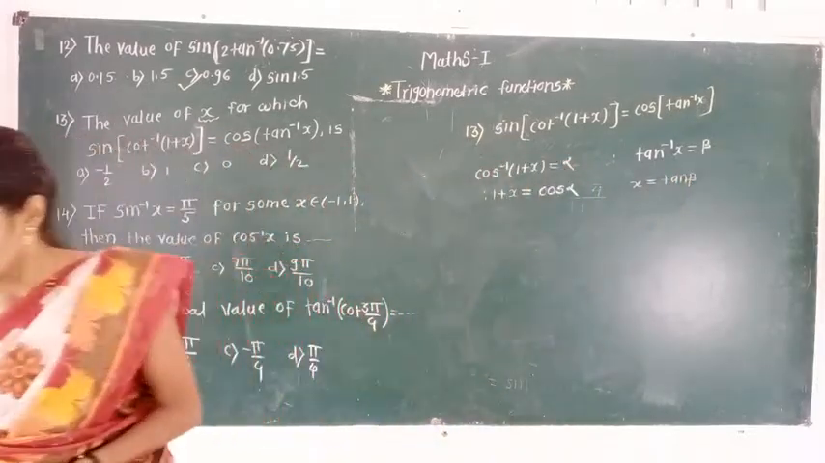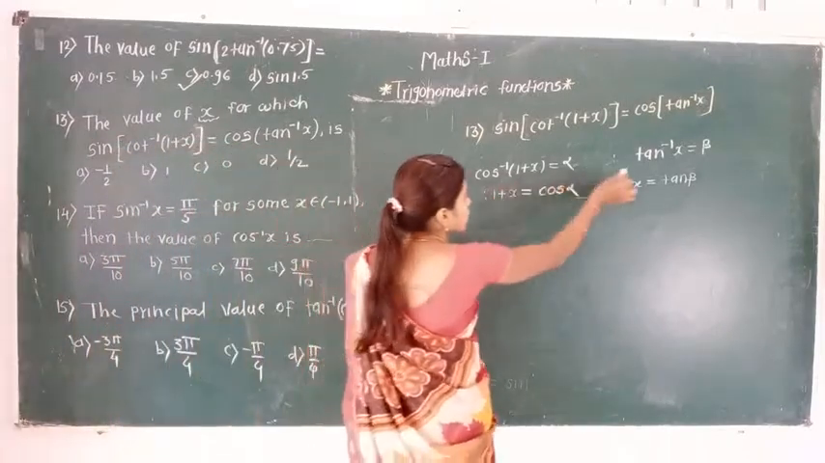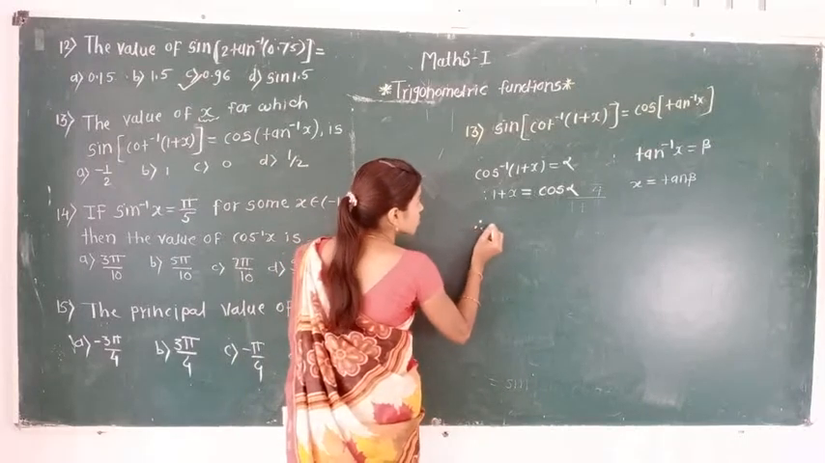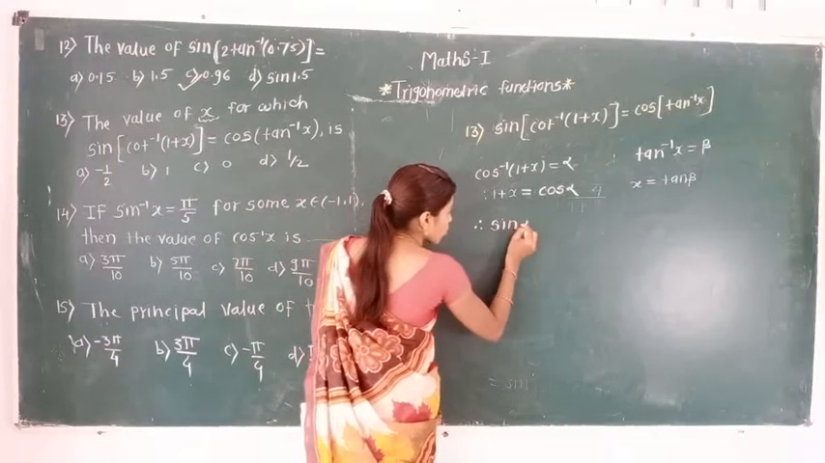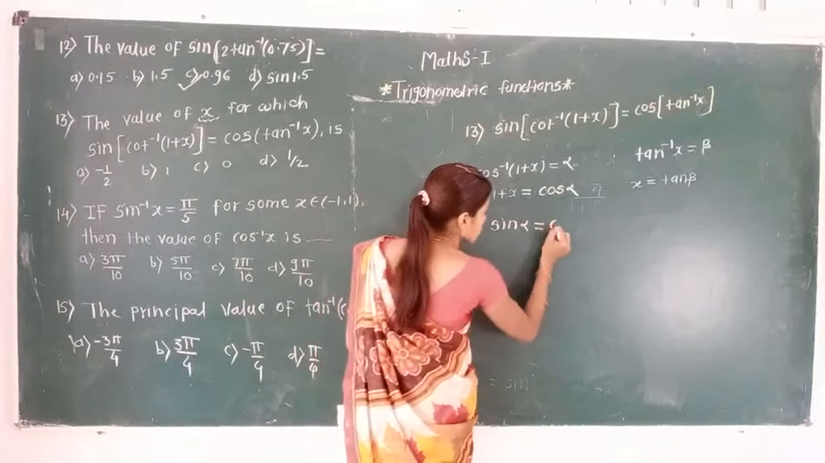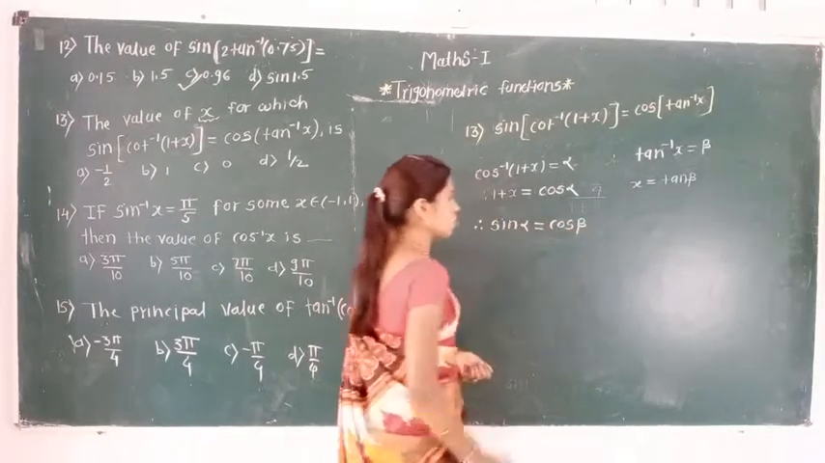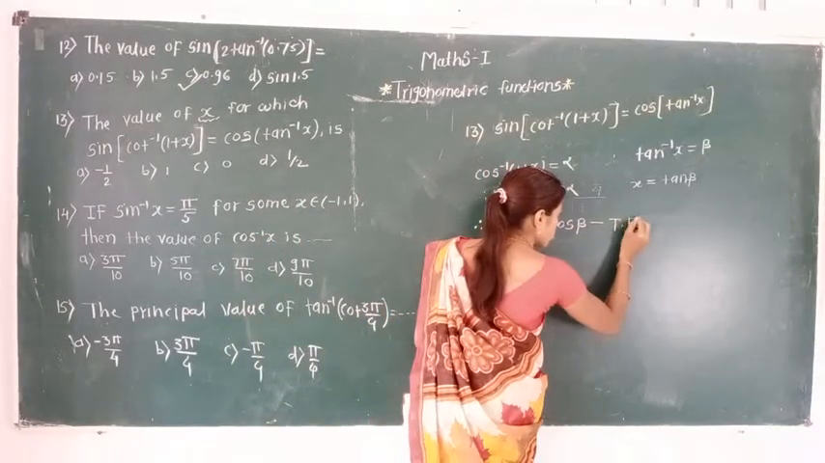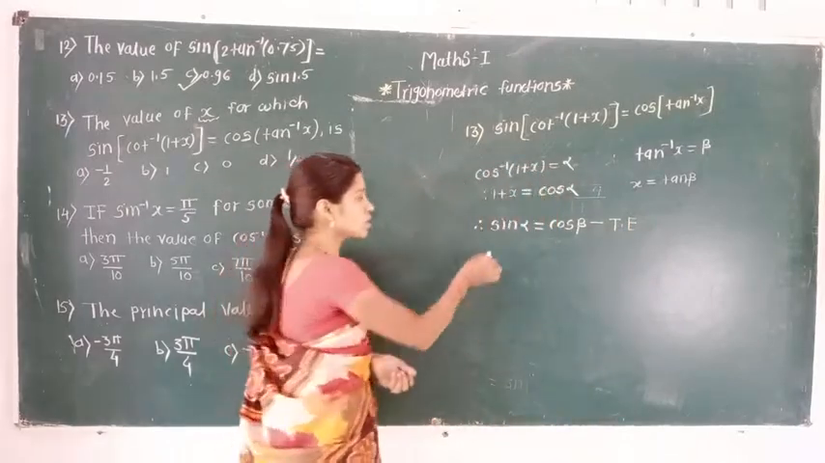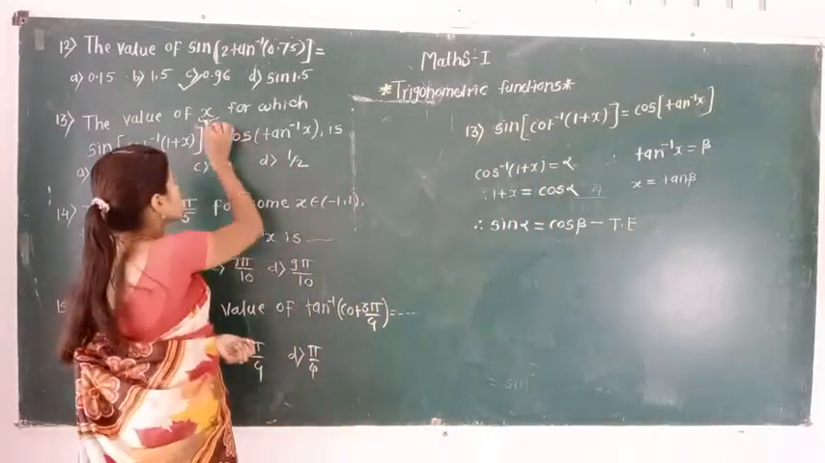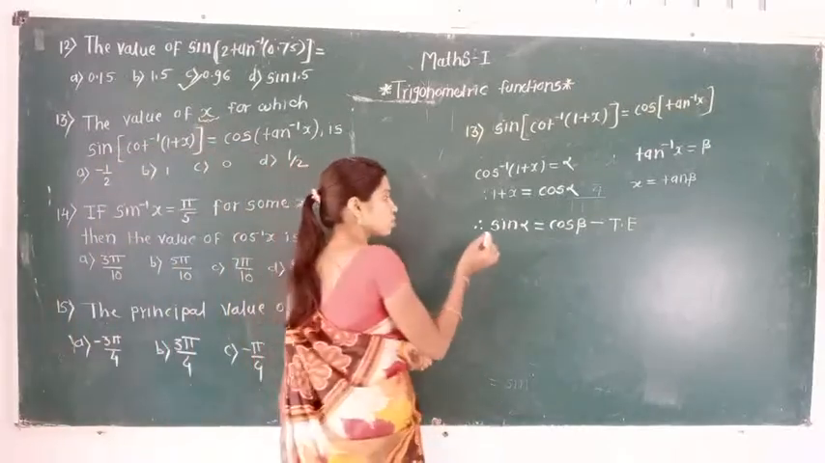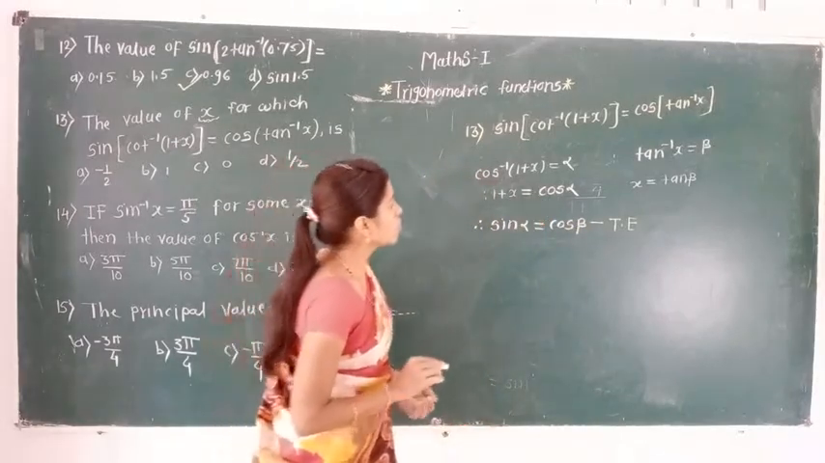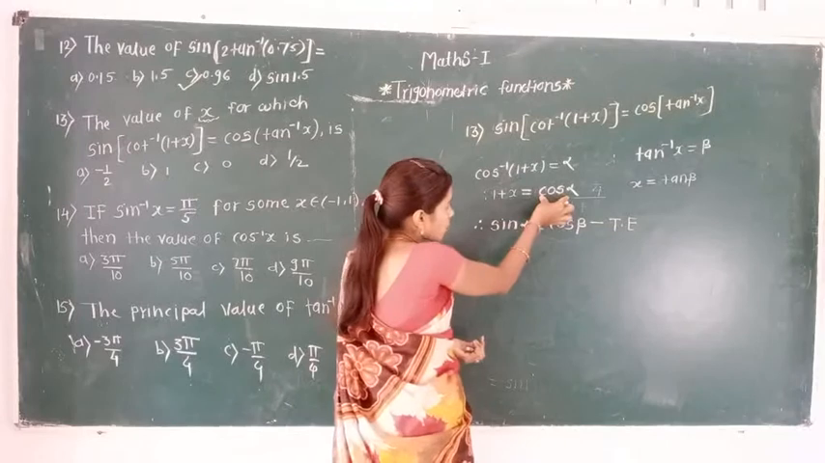Okay, so substituting these two values in the above equation, we can write the above equation as sine alpha is equal to cos beta. So we know that it is a trigonometric equation, and for solving this equation we have to find the value of x. So first we transform the value of sine alpha and cos beta in terms of x.